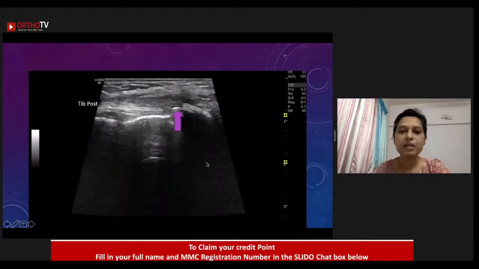But when we did ultrasound, we could see the tip of the screw, which was irritating the tibialis posterior tendon at its insertion. This is the tibialis posterior insertion, and this bright spot is the tip of the screw, which was irritating her tibialis posterior. So we discussed the case with the surgeon. The implant was removed and the patient became pain-free shortly.